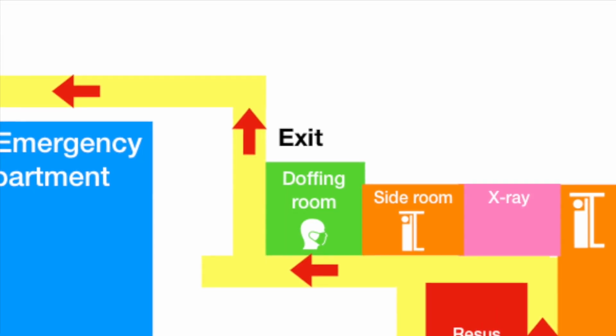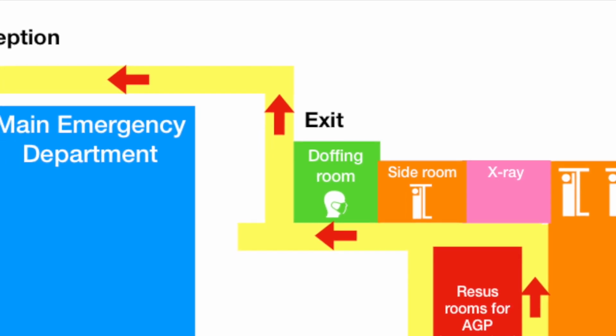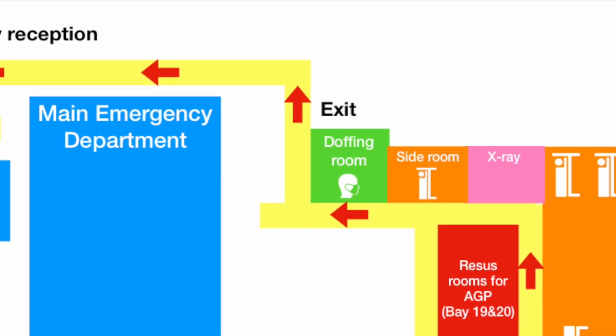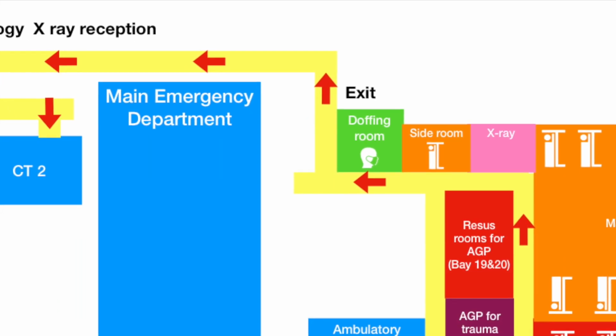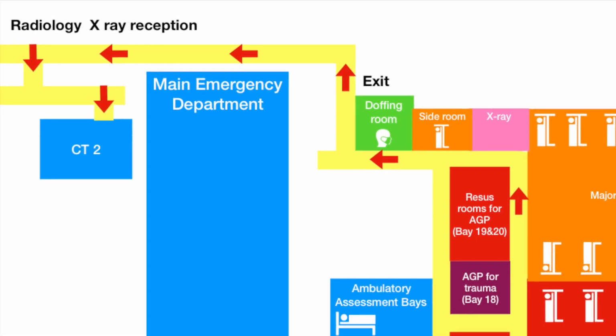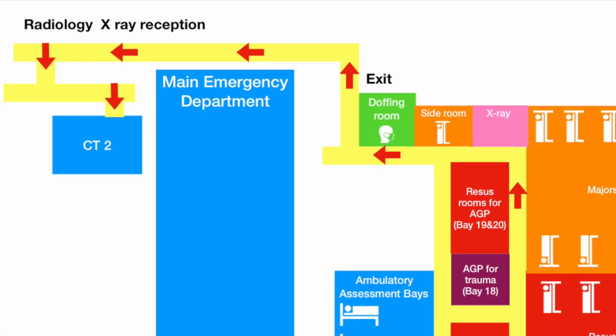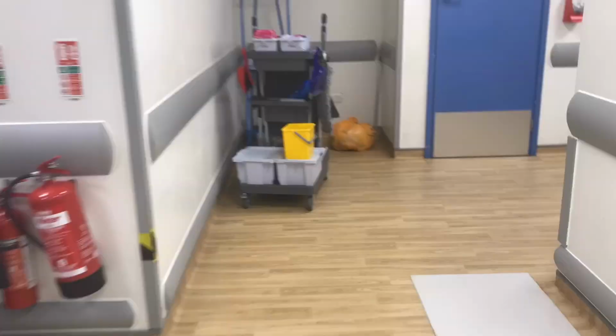To get a patient to CT, it seems that the easiest route is to follow this same exit. So patients will come past the doffing room into the main corridor, turn left and travel up the corridor until you get to the main X-ray reception. Take a left through the sliding doors here, and then CT2 will be on your left. Here is a super sped up time lapse just to show the route for real.